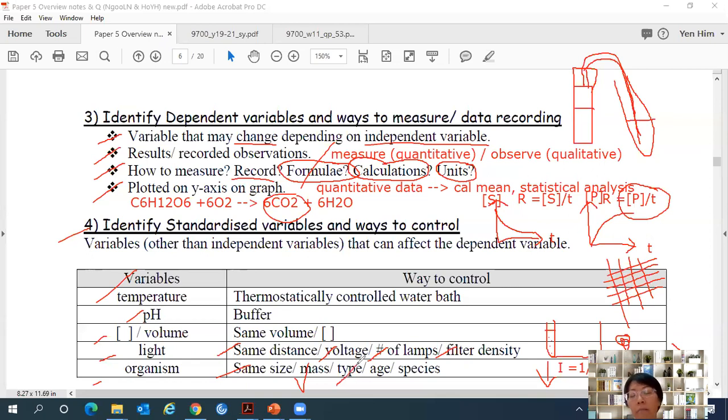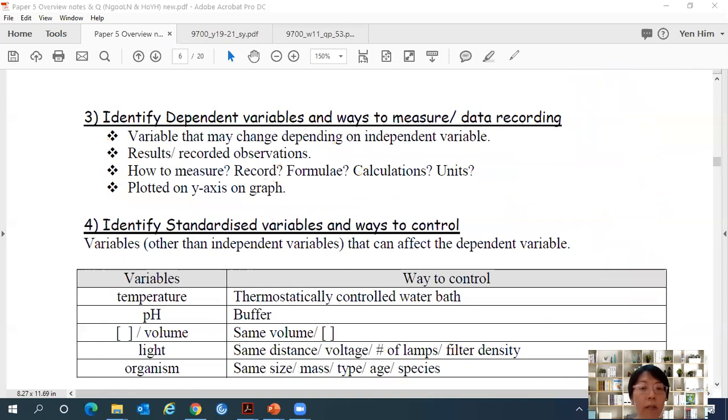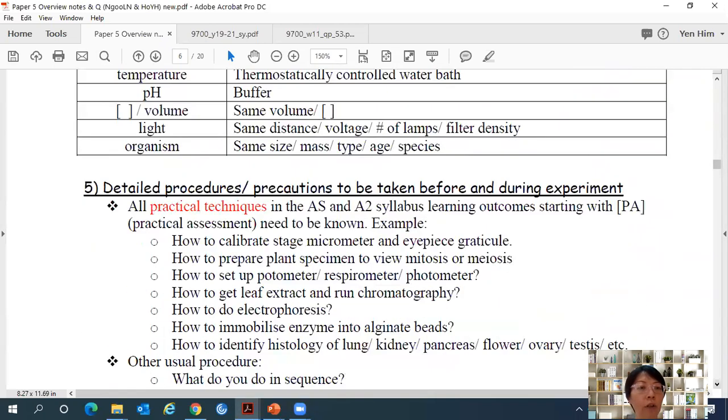The type of organism means, for example, you have the same species of plant, but a different variety. Same species of plant, but different variety. So this is called the type of organism for the same species. You must choose the same type. Choose the same age, choose the same species. So this is how you standardize the organism. Okay, up to here, do you all have any questions? No? Then we will move on, okay?